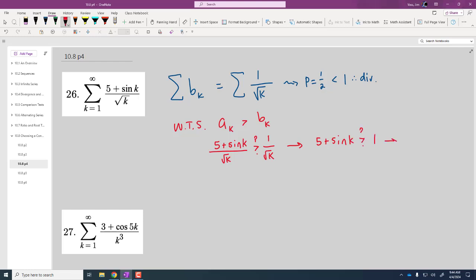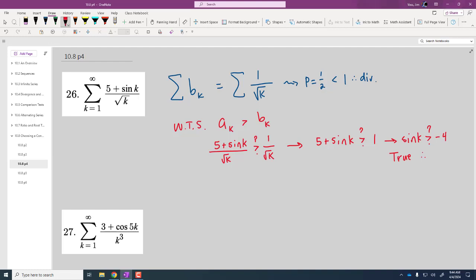Subtract 5 to get -4. And that's a true statement. We can solve that by inspection. This is true. Sine of k is always greater than or equal to -1. Doesn't matter what the k is. So this is true. So therefore, both series will diverge.